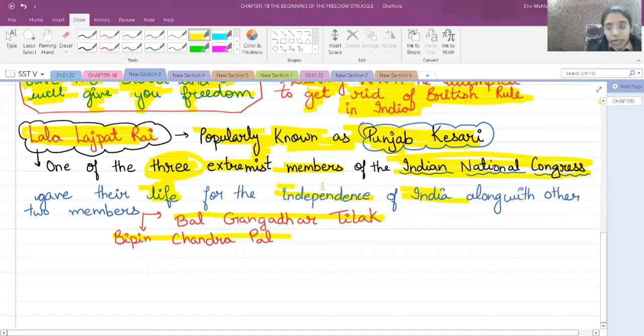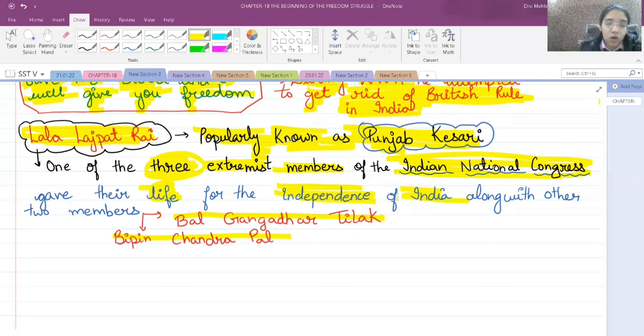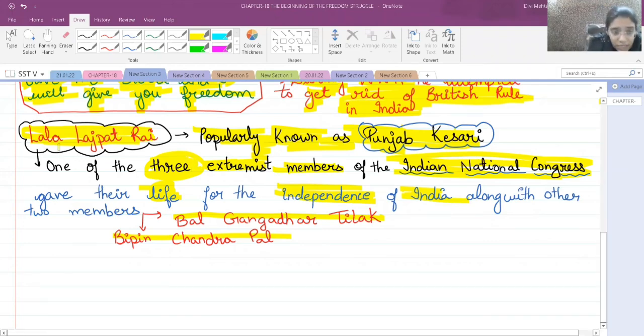Many of the freedom fighters gave their life for the independence of India. Here they have talked about the three extremists. One was Lala Lajpat Rai, and the other two were Bal Gangadhar Tilak and Bipin Chandra Pal. Many other freedom fighters laid down their lives for the independence of our country, India.